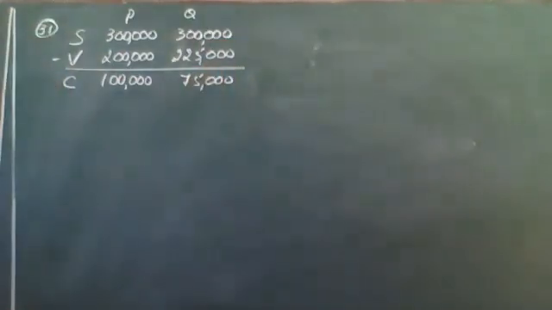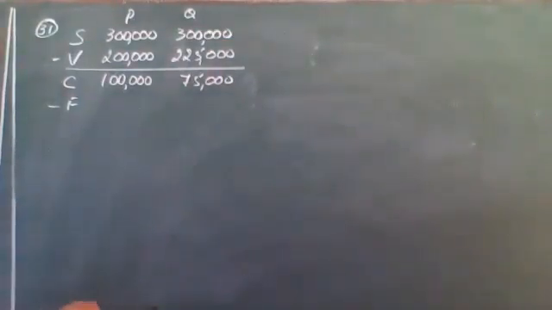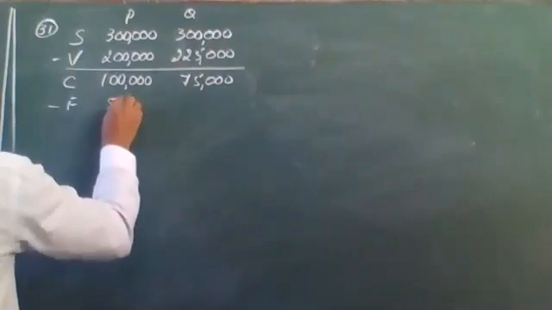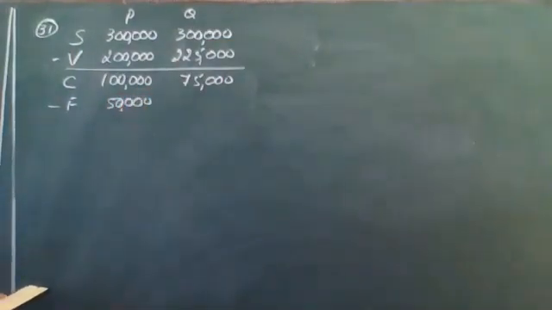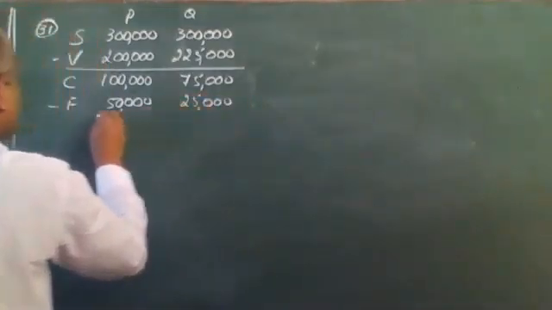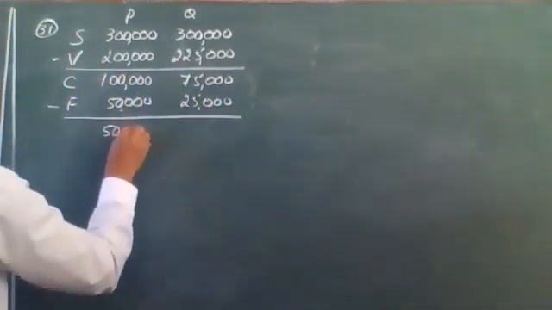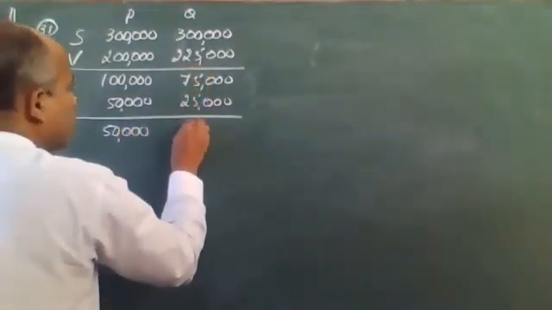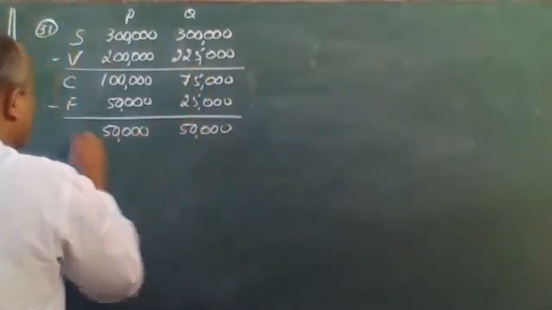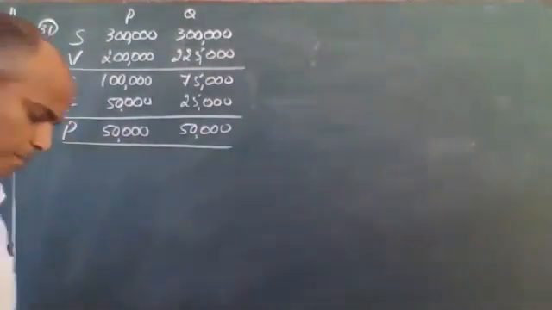Then you have the fixed cost of both the companies. So minus fixed cost. I'm basically preparing a marginal cost statement. 50,000 is fixed cost in P Limited, whereas 25,000 is the fixed cost in Q Limited. So this 1 lakh minus 50 gives you 50,000 profit. 75 minus 25 gives you 50,000. So therefore, profit of both the companies is same.